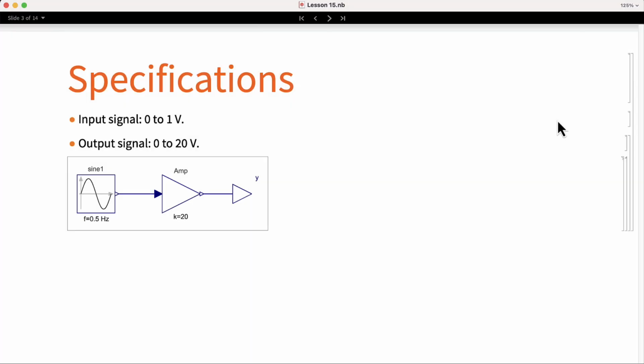Here are the specifications that your supervisors gave you. You need to find a solution to amplify a signal in the range of 0 to 1 volt to be in the range of 0 to 20 volts. That means that you need an amplifier with a gain of 20x. We can see in the diagram below how the circuit will be. You have some source providing a voltage that can be a measurement from a sensor, and you have to amplify it with your solution 20 times and provide an output signal.